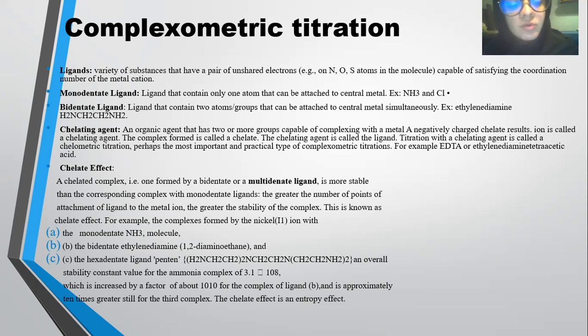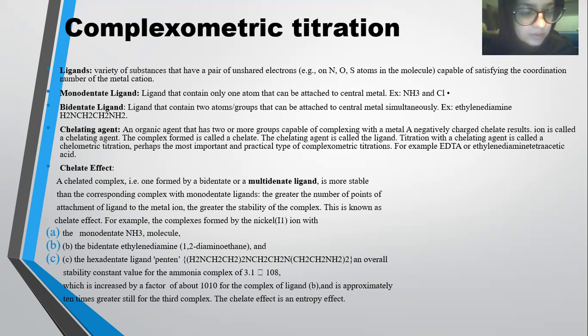The chelate effect is that a complex formed by a metal ion and a multidentate ligand is more stable than the corresponding complex with monodentate ligands. The greater the number of points of attachment of the ligand to the metal ion, the greater the stability of the complex. This is known as the chelate effect. For example, complexes formed by nickel(II) with the monodentate NH3 molecule, the bidentate ethylenediamine, and the hexadentate ligand.